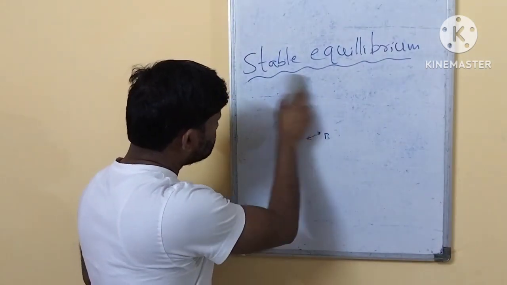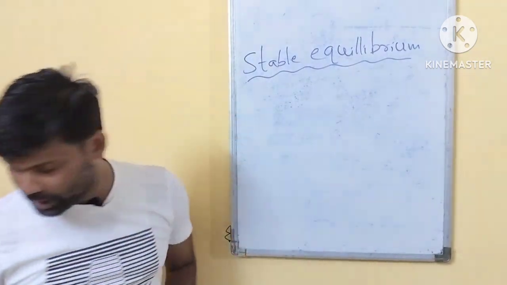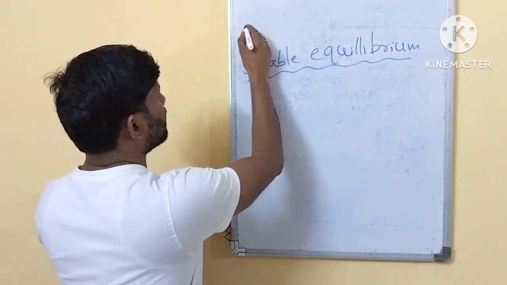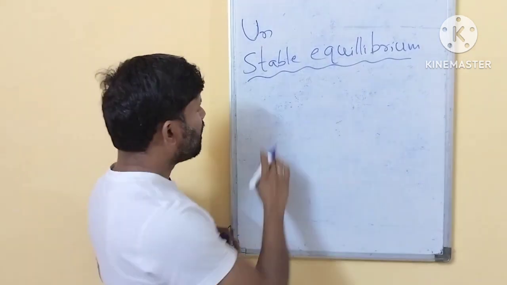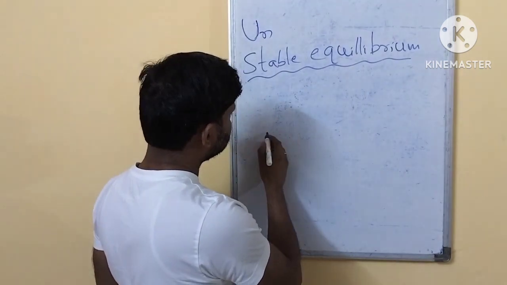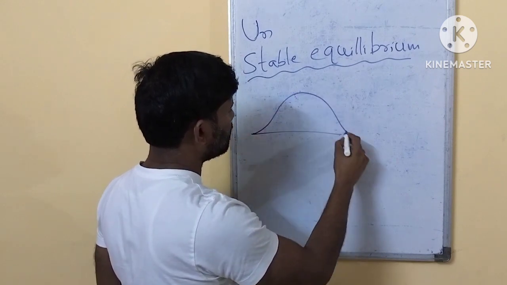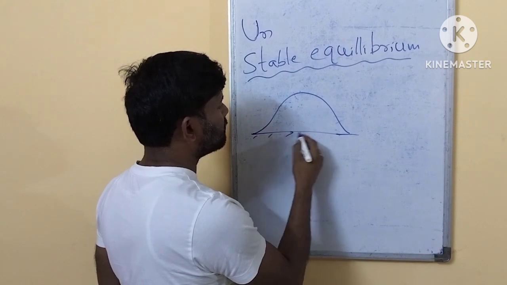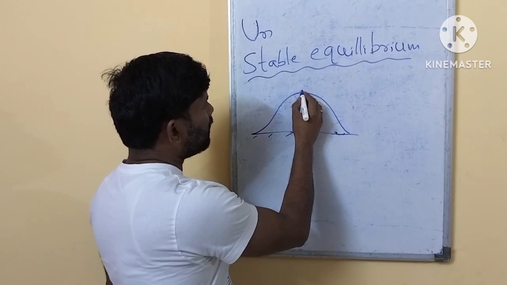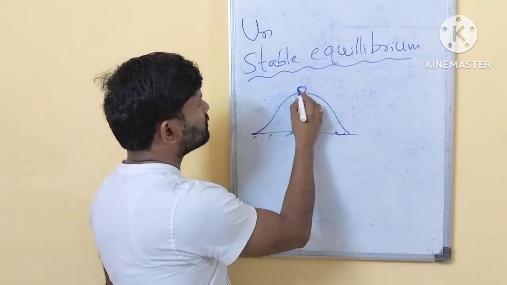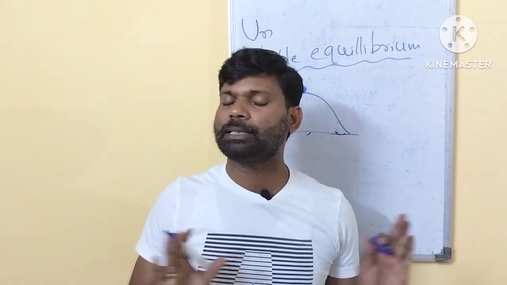Now we discuss unstable equilibrium. Just I will put it here. Unstable equilibrium means one mountain is there. This is a mountain. At its top there is one object, one ball is there. Now it is in equilibrium. The ball is not moving anywhere.